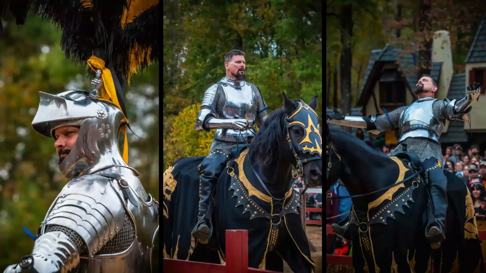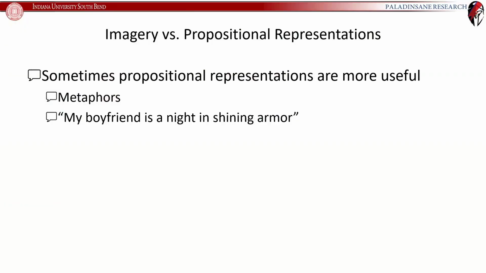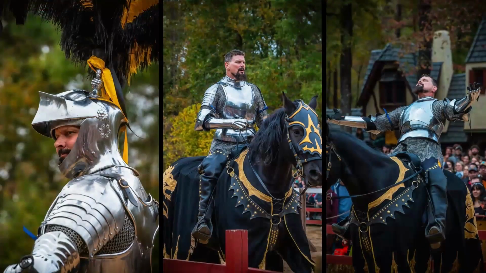So if they said, "Well, describe your boyfriend, what's he like?" And they said, "Well, hey, I put together this image of him. There he is right there." You're not going to get the metaphor from this imagery representation, right? My boyfriend is a knight in shining armor. You understand what that means. Imagery of the boyfriend in shining armor means something completely different.